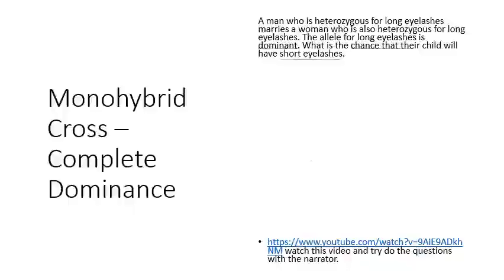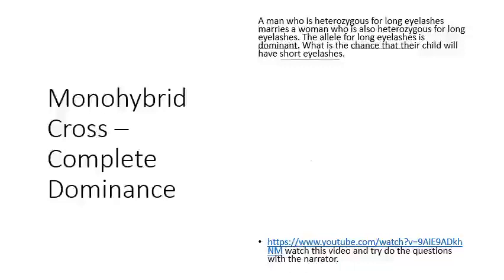We have a man who is heterozygous for long lashes. He marries a woman who is also heterozygous for long lashes. The allele for long lashes is dominant. And what is the chance that their child will have short eyelashes?